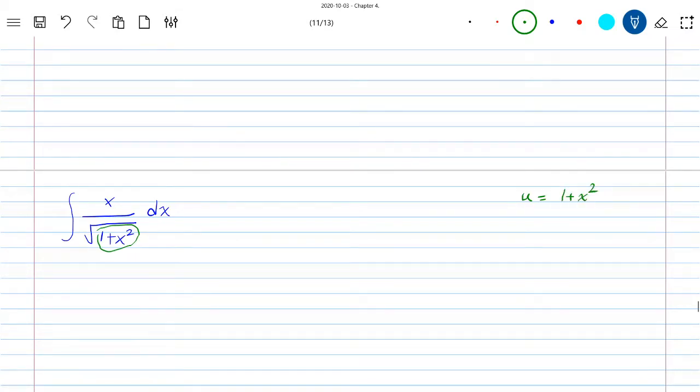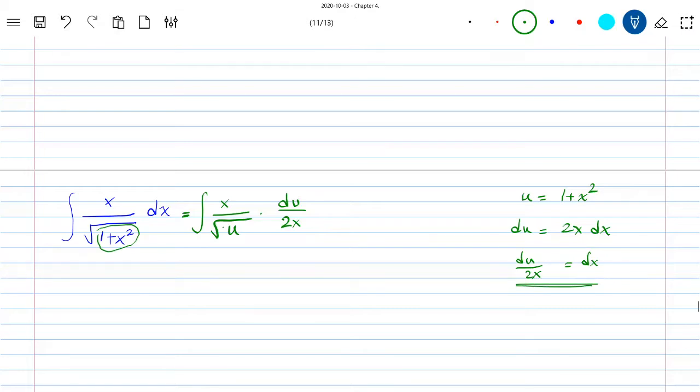So what is du? It would be the derivative of the right side, which would be 2x dx. Again, I didn't write du divided by dx because I multiplied the dx to the other side. And solve for dx: dx equals du divided by 2x. So I can rewrite this integral. The x in the numerator, I don't know what to do with it, so I'm going to keep it as it is. Square root of 1 plus x squared, this is what we call u. Multiply, instead of dx, we write du divided by 2x. This is what we found.